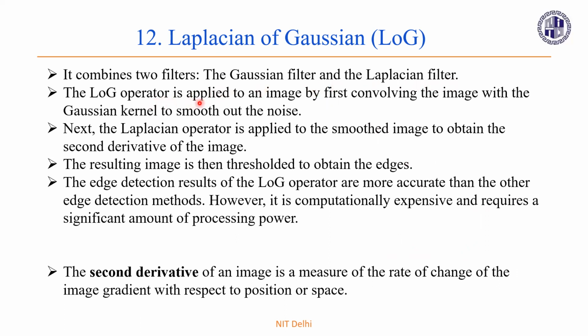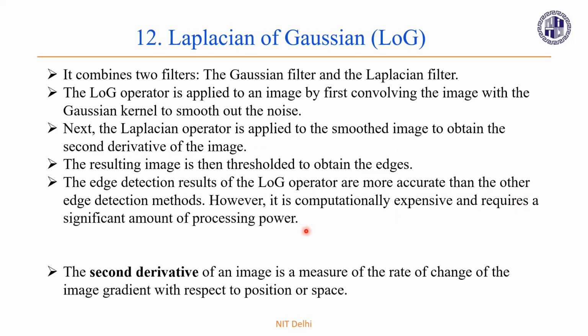This operator is applied to an image by first convolving the image with the Gaussian kernel to smooth out the noise. The Laplacian operator is applied to the smoother image to obtain the second derivative of the image. The resulting image is then thresholded to obtain the edges. The edge detection results of the Laplacian of Gaussian operator are more accurate than the other edge detection methods. However, it is computationally expensive and requires a significant amount of processing power.